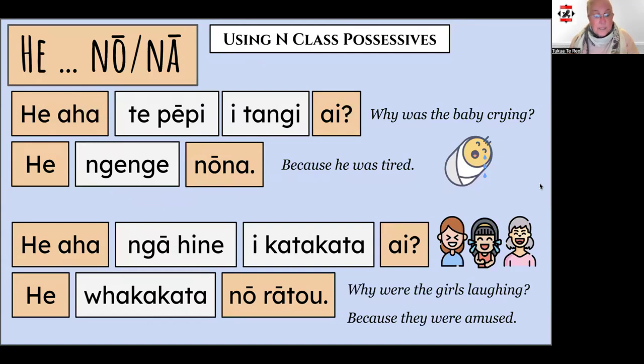Here's a couple of more examples using this structure, using some different N-class possessives. He aha te pēpi I tangi ai. Why was the baby crying? And the answer, he ngenge nōna. He was tired. And he aha ngā hine I katakata ai. Why were the girls laughing? He whakakata nō rātou, because they were amused. Something made them laugh.